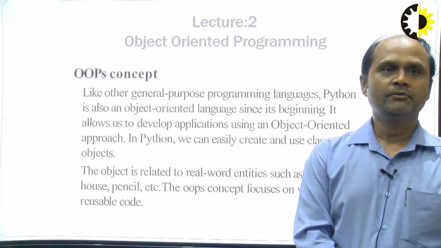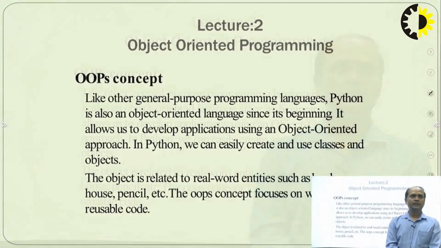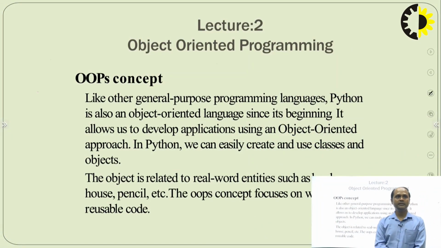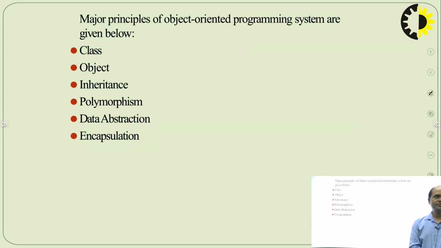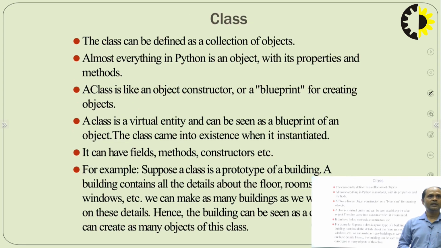In the class, we can know the set of objects that are related to real world entities like house, pencils and books. These objects are related to real world entities, such as books, house, pencil, etc. Class, object, inheritance, polymorphism, data abstraction and encapsulation. So we can discuss some. Firstly, class. What is class?